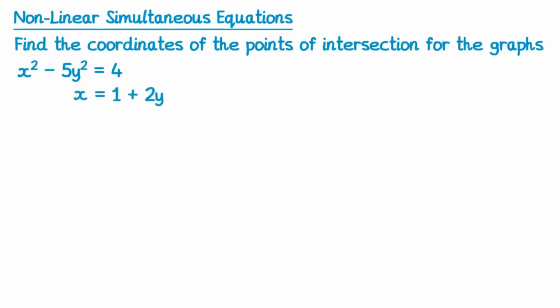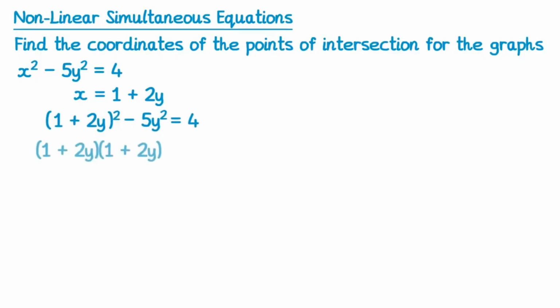We're now going to rewrite the first equation out, but everywhere where we get an x, we're going to write 1 plus 2y, because in the second equation we have x equals 1 plus 2y. So let's remove that x squared, and in its place, put (1 plus 2y) squared. Now we have an equation in y to solve. So the first bit is a bracket squared, so that's the bracket times by itself. And then we have minus 5y squared equals 4.